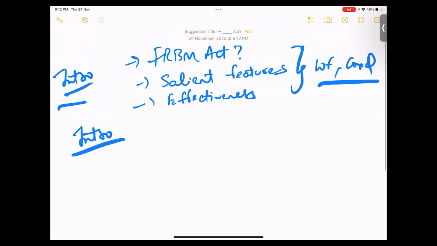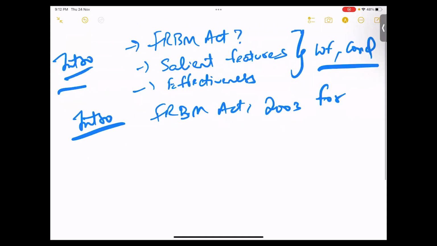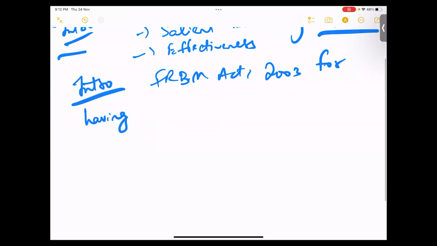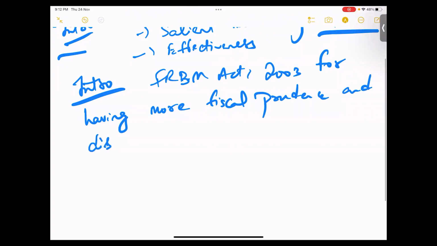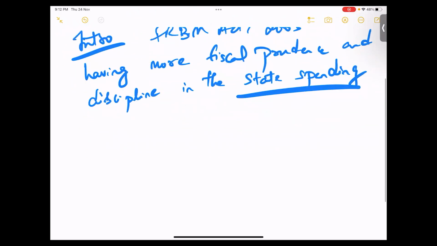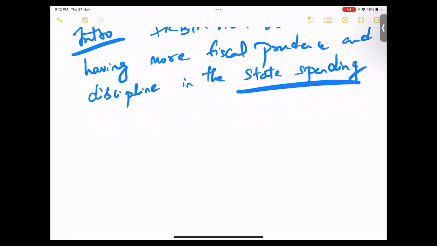Why was FRBM introduced? The FRBM Act was introduced in 2003 for having more fiscal prudence and discipline in the state spending. Here state means both the Central government and the states. Okay, so be careful about it. Here state is a political jargon which we are trying to use.